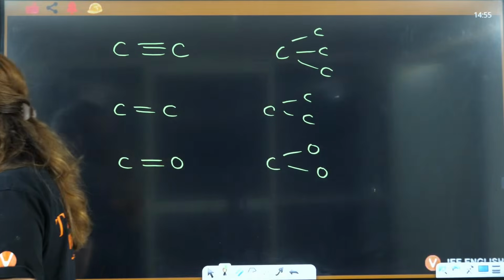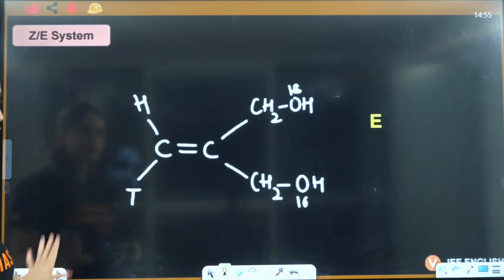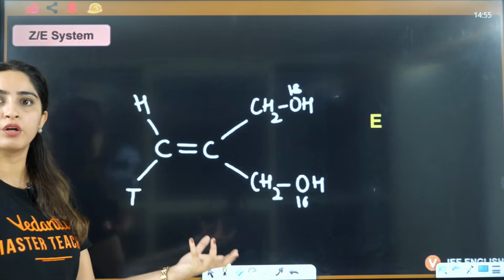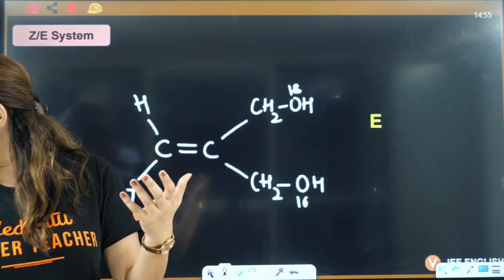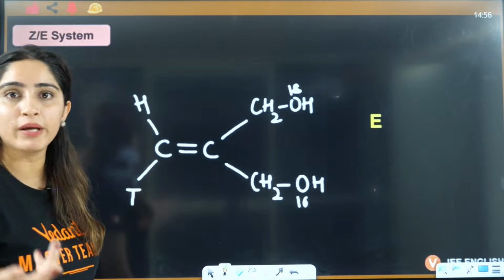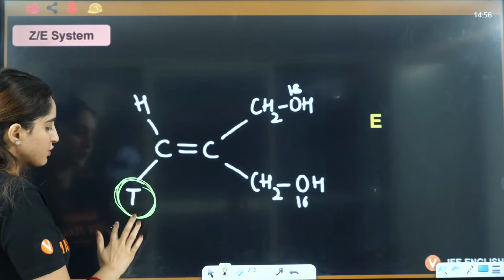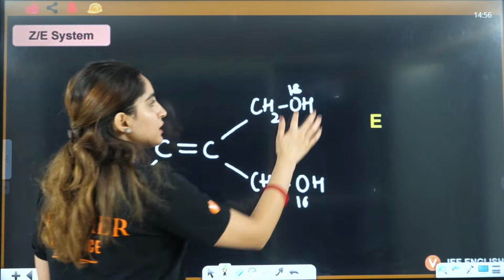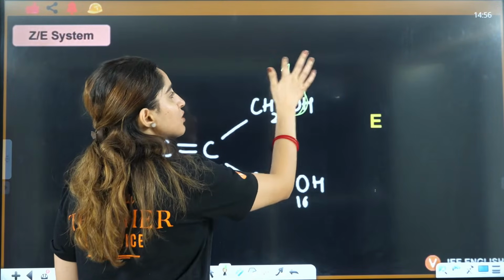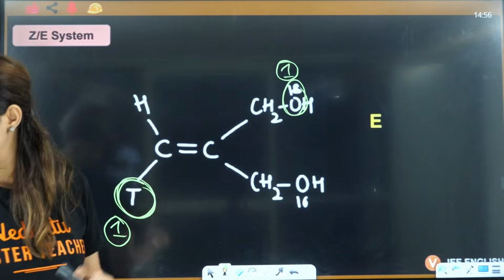Ma'am, please explain isotopes. Students, you want me to explain what isotopes are? The isotope which has more atomic mass gets priority: hydrogen, deuterium, tritium. Tritium has more atomic mass, so it will get the first priority. Here oxygen 18 has more atomic mass, so it will get more priority, right?